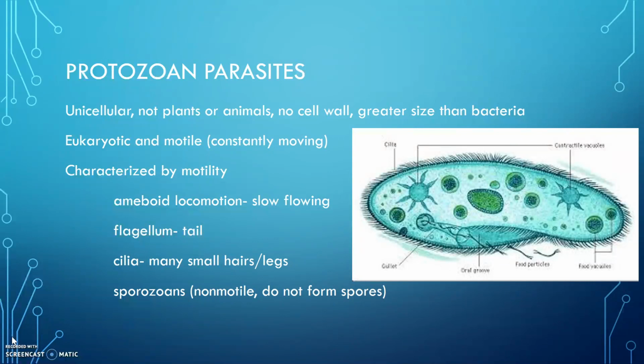Protozoan parasites are unicellular, not plants or animals. They have no cell wall, and they are greater in size than bacteria. They are eukaryotic and motile, which means they are constantly moving. They are characterized by their motility. Amoeboid locomotion is slow-flowing. Flagellum has a tail. Cilia have many small hairs or legs, and sporozoans are non-motile and they do not form spores.